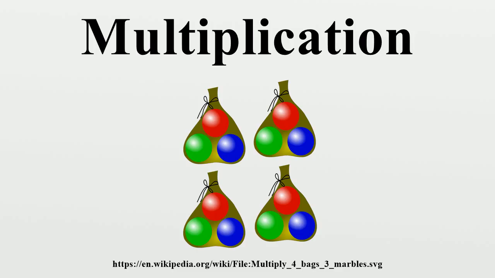Products of measurements. One can only meaningfully add or subtract quantities of the same type, but can multiply or divide quantities of different types. For example, 4 bags with 3 marbles each can be represented as 4 bags times 3 marbles per bag equals 12 marbles.